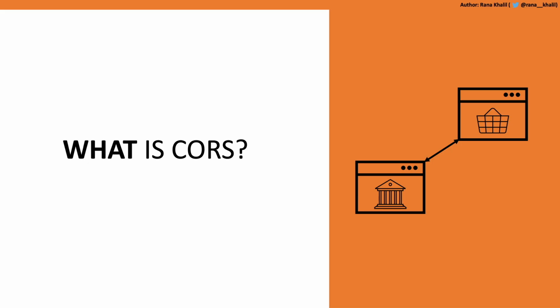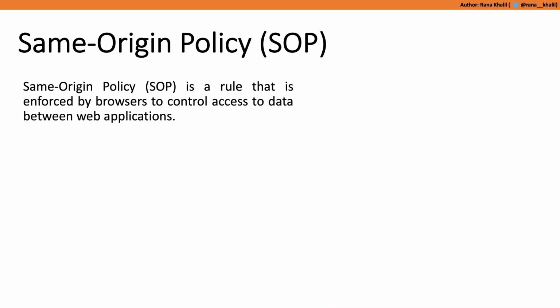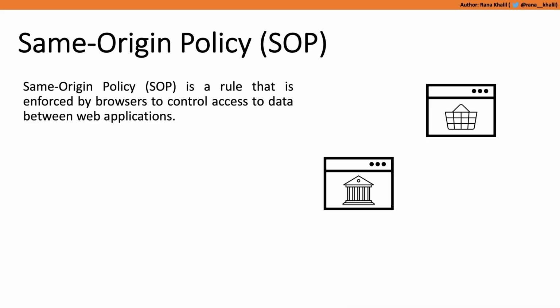CORS security misconfiguration. Now, before we discuss that, we need a bit of fundamental knowledge about how different web applications interact with each other. And the first concept we're going to learn about is the same origin policy, or in short, SOP. The same origin policy is a security mechanism that is enforced by browsers to control data between web applications. So if you've got a banking application and a shopping application, by default, the interaction between these two applications is limited. The banking application is able to make requests to the shopping application, such as, for example, submitting a form. However, it cannot read the response from the application.